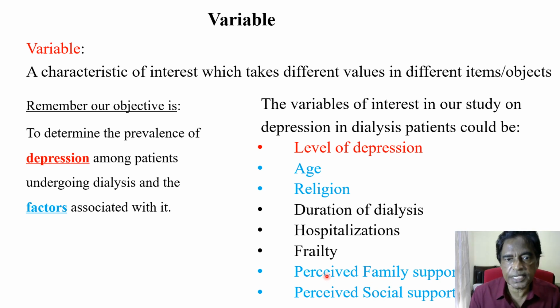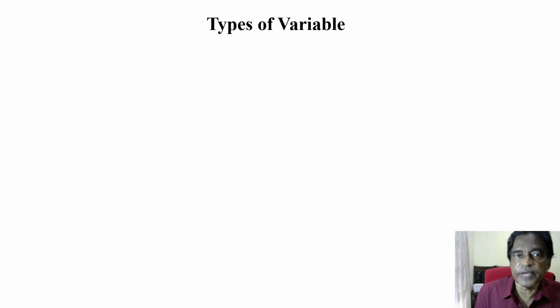For our discussion, we took only this number of variables. Age differs from person to person, religion differs by person to person, dialysis duration can be very long or short, and perceived family support is a perception that varies from person to person. Two people can be in the same situation, same family and social group, but they may perceive the support they receive differently, right?